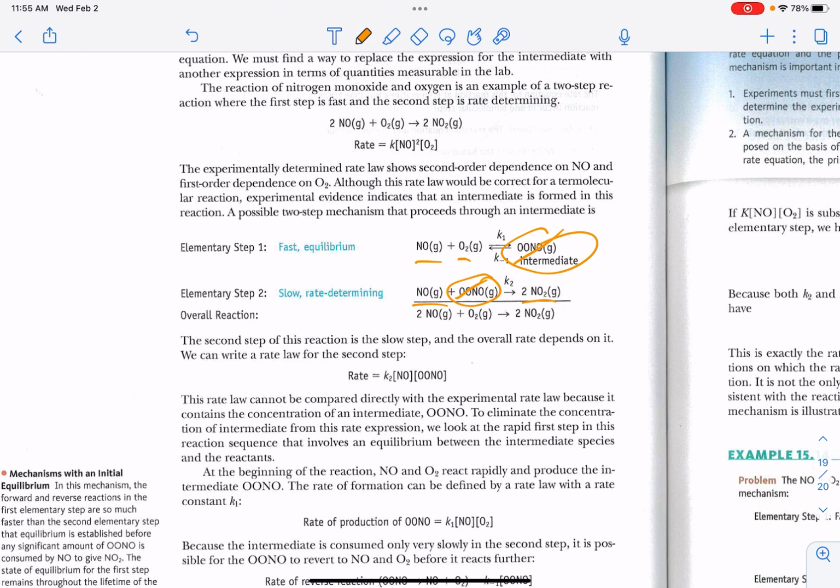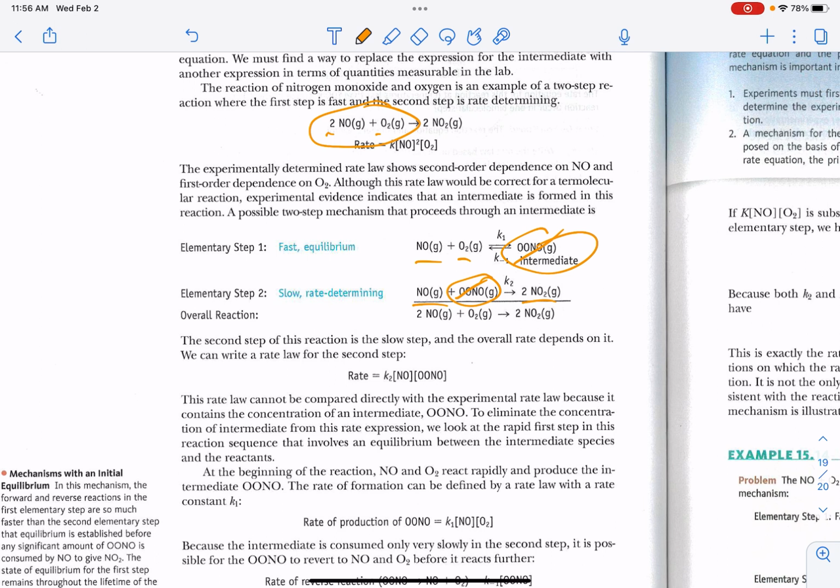Why are we proposing a 2-step mechanism? Because if you come back to the original reactants, if this were 1 step, that would require a termolecular process. That would require 2 nitrogen monoxides and one oxygen all to collide with each other at the same time with the right orientation and energy. A very, very unlikely scenario. And so we would propose 2 steps.